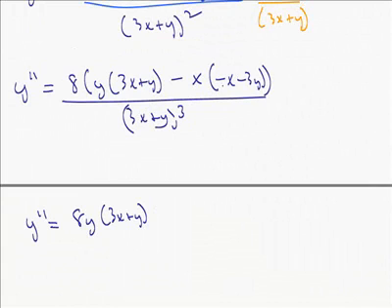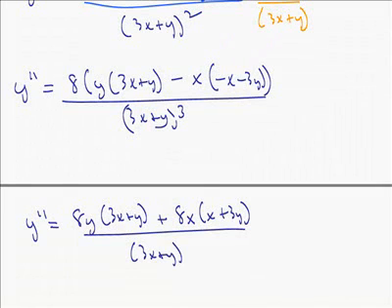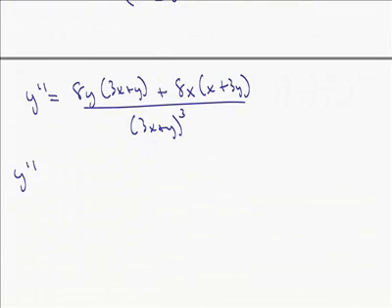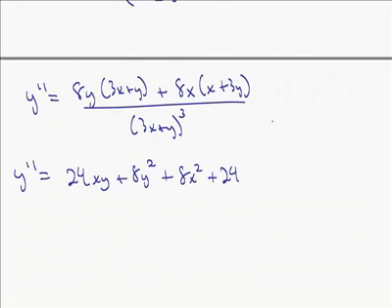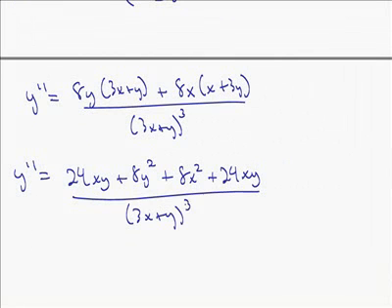Let's see. If we factor a negative out of there, it's going to be a plus 8x times x plus 3y all over the quantity of 3x plus y cubed. And let's see, can we simplify this at all? Y double prime is equal to 24xy plus 8y squared plus 8x squared plus 24xy. All that over the quantity of 3x plus y cubed.